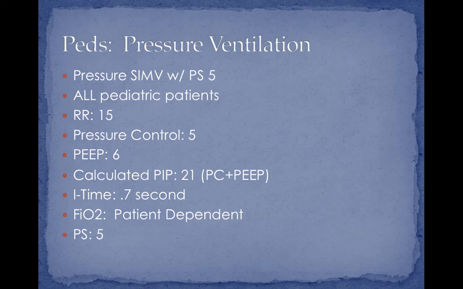But I'm not going to start over at this point, and PEEP of 6 to create a calculated peak inspiratory pressure of 21 centimeters of water pressure. So that'd be reported as 21/6 for your pressure ventilation.